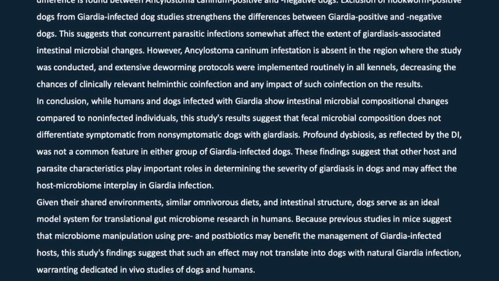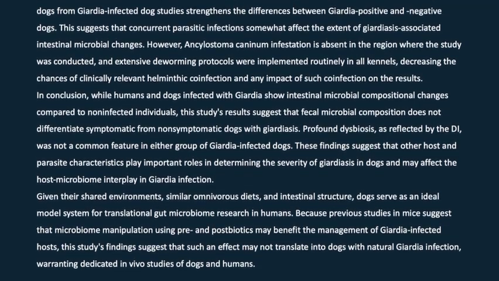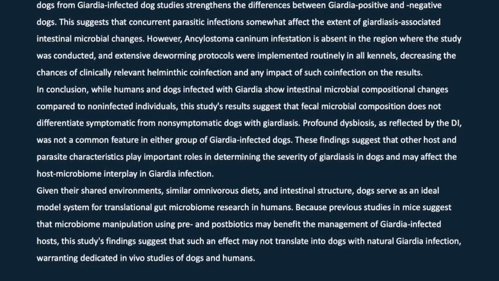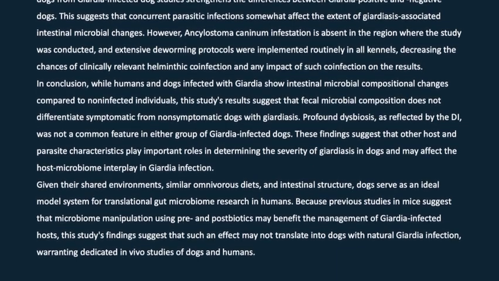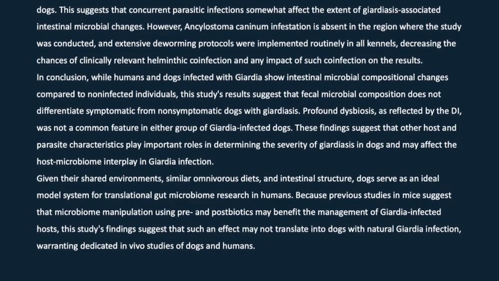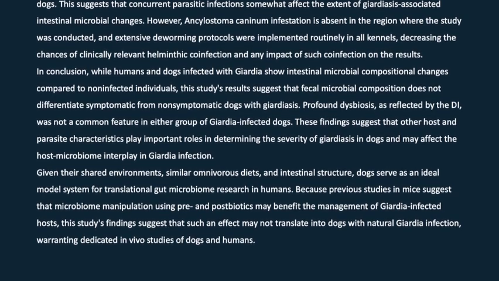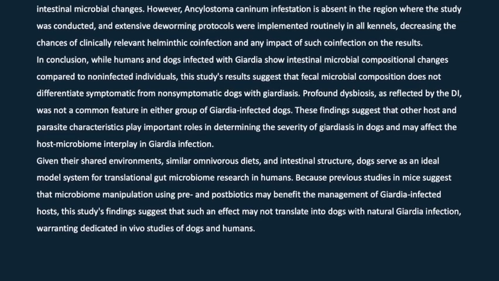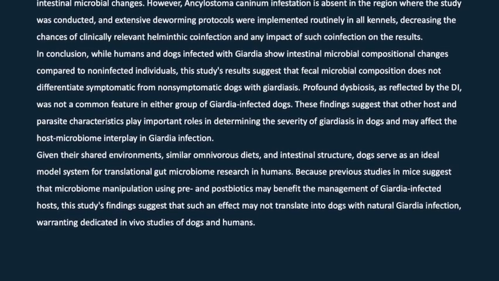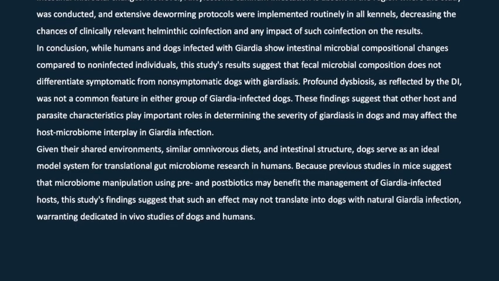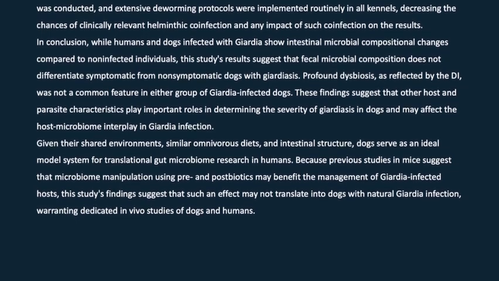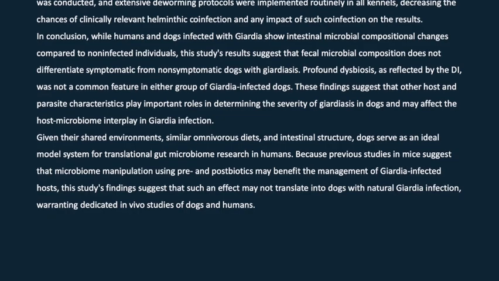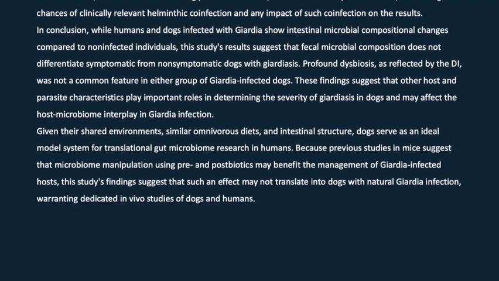Given their shared environments, similar omnivorous diets, and intestinal structure, dogs serve as an ideal model system for translational gut microbiome research in humans. Because previous studies in mice suggest that microbiome manipulation using pre- and postbiotics may benefit the management of Giardia-infected hosts, this study's findings suggest that such an effect may not translate into dogs with natural Giardia infection, warranting dedicated in vivo studies of dogs and humans.